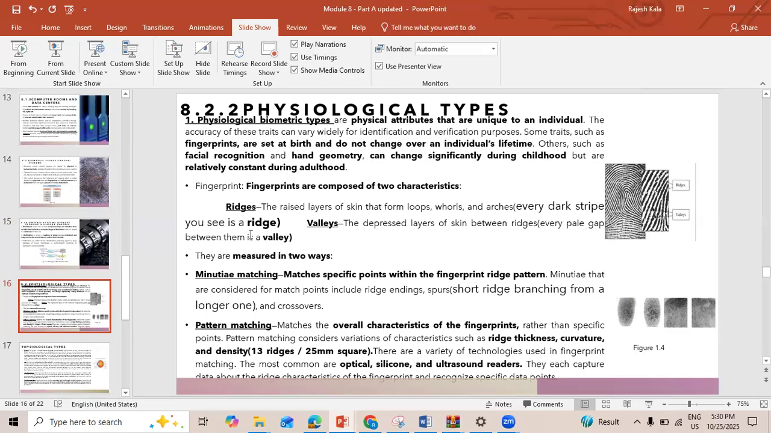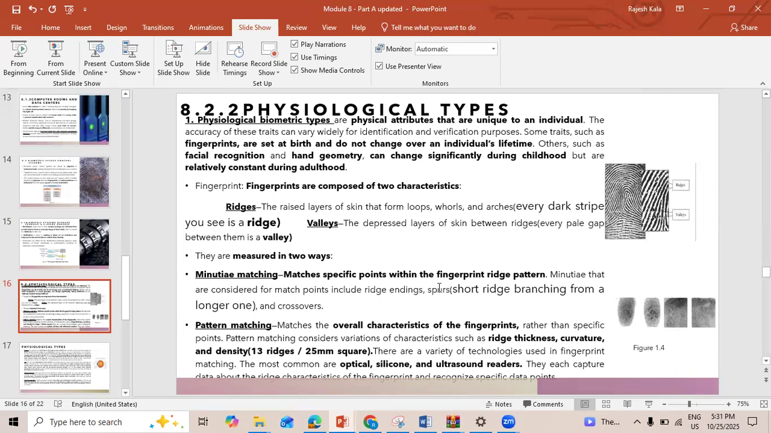Fingerprints have two characteristics, ridges and valleys. Ridges are the dark stripes, the black colored ones, and the white space in between the ridges is the valley, the pale gap between two ridges. They are measured in two ways: minutiae matching and pattern matching. In minutiae matching, they match specific points within the fingerprint ridge pattern, like where a ridge ends.